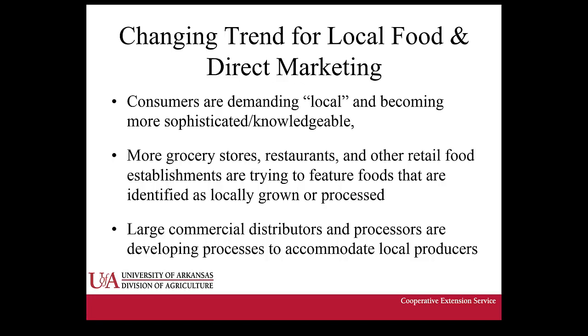Subway noticed that their sales got a little bump with that. And they were just ecstatic and are looking to expand in other states and expand it to other products, because the thing that they're able to deliver is that fresher flavor profile with those tomatoes that are able to vine ripen, if you will. Large commercial distributors and processors are developing processes to accommodate local producers.